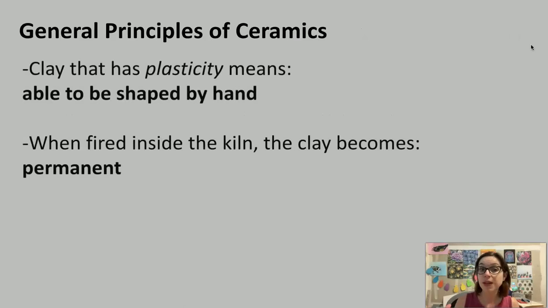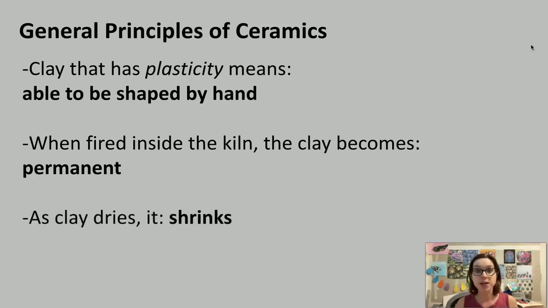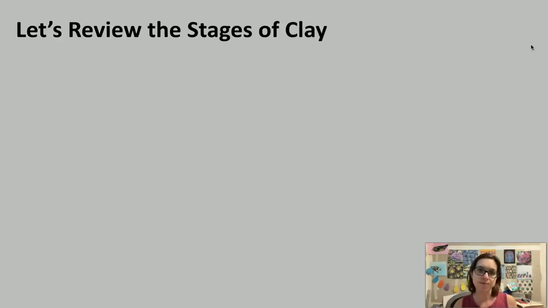Let's review. Clay that has plasticity means it's able to be shaped by hand. It's malleable. When fired inside the kiln, the clay becomes permanent. You can't go back and change the forms. As clay dries, it shrinks. Why does it shrink? Because the moisture is evaporating, the water is leaving the clay. You may not see much of a shrinkage, but it does shrink a little bit. This is why sometimes glaze can crack, because it shrinks a little bit more during the glaze fire.